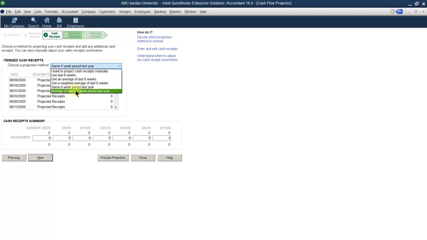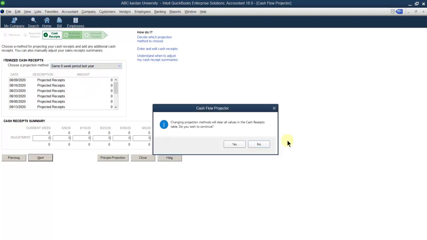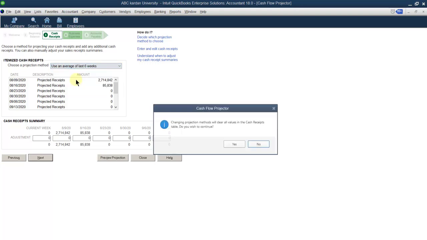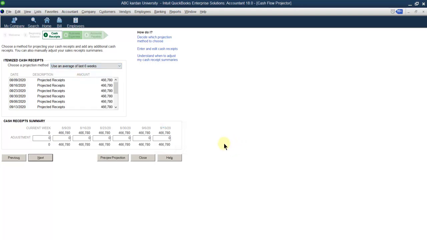So the average of this one is the same. For example, this might be 1 lakh, this might be 2 lakh, this 3, 4, 5, and so on, but if you take the average, all of them will be the same. But usually I am going to go for this one: use the last 6 weeks as average. So consider this one. Okay, no, don't take this one. Take the average.